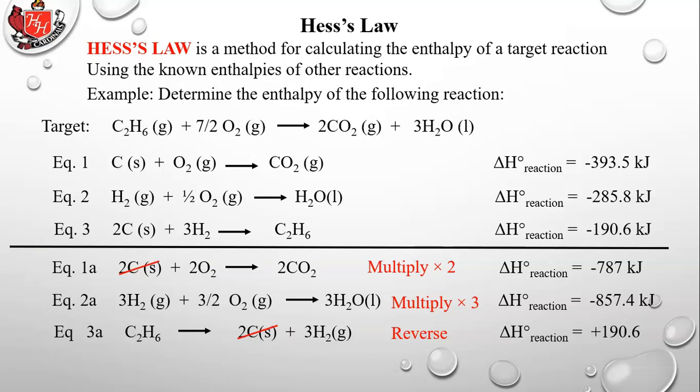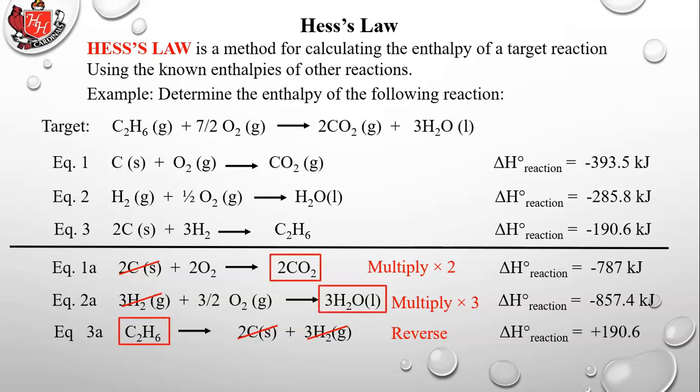So what we can see is we have 2C on the left of equation 1a and 2C on the right of equation 3a, so they totally cancel out. They subtract from each other. So they're not going to appear in the target, and if you look up at the target, you don't have carbon up there by itself. Next, the 3H2s on the left side of equation 2a cancel out with the 3H2 on the right side of 3a, and so you don't see any H2s alone up there in the target equation.